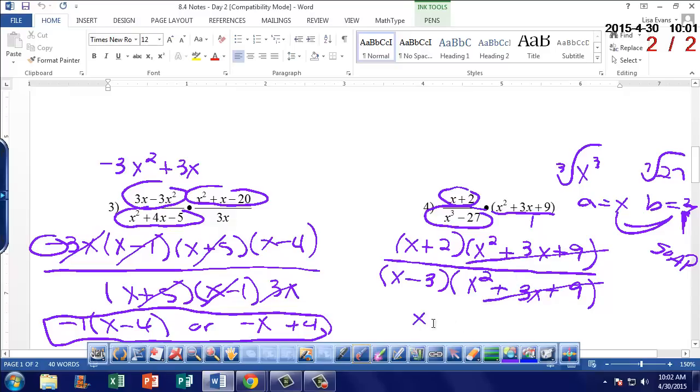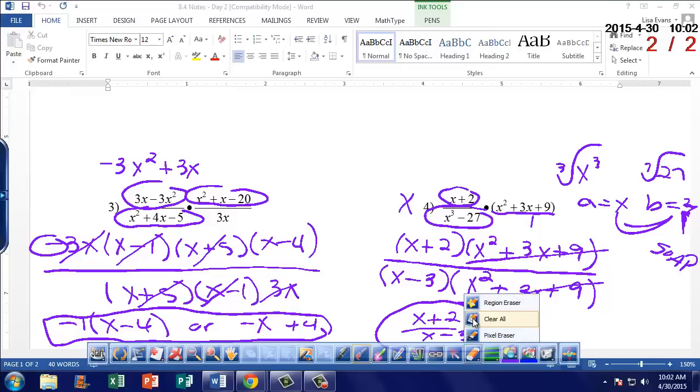So what are we left with? An x plus 2 over x minus 3. So that one we had to go back and remember how do we factor difference of cubes. So make a little note to yourself in case you need to refer back to this one for any U-tries, studying for quizzes, tests, anything like that.